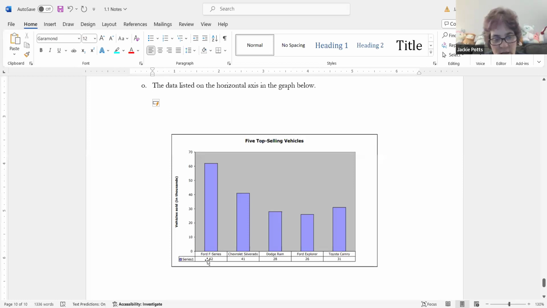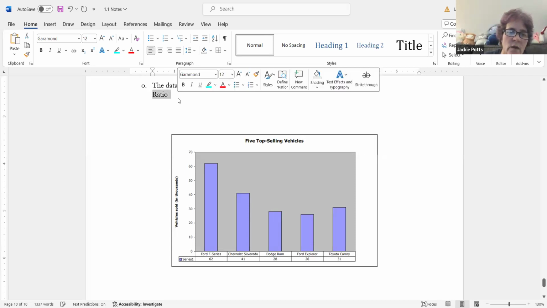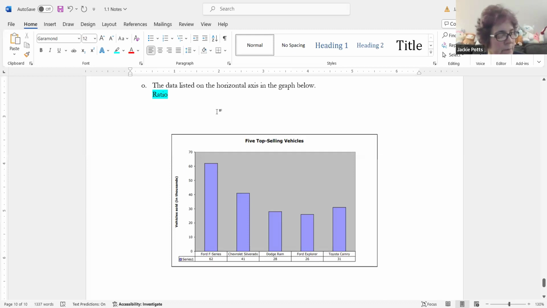And officially, since this graph has zero on it, the answer is ratio. Because you could have a zero. But if these are the top 5 selling vehicles, why would there be zero? So if you told me interval, I'm giving you hints, here's how you defend yourself.